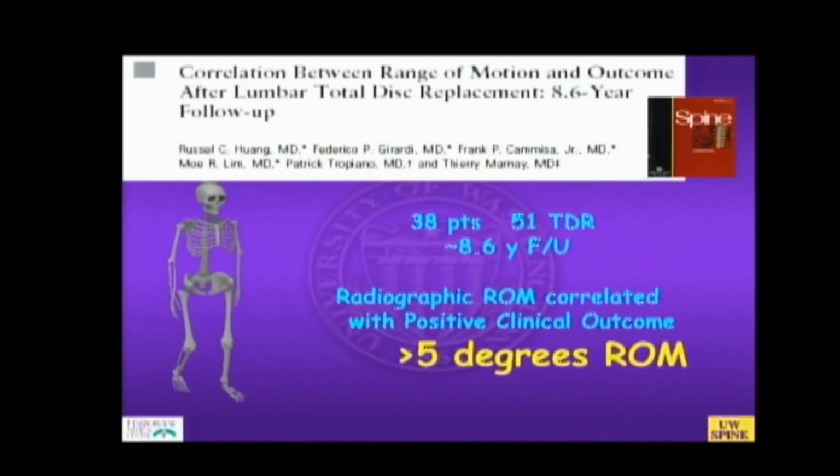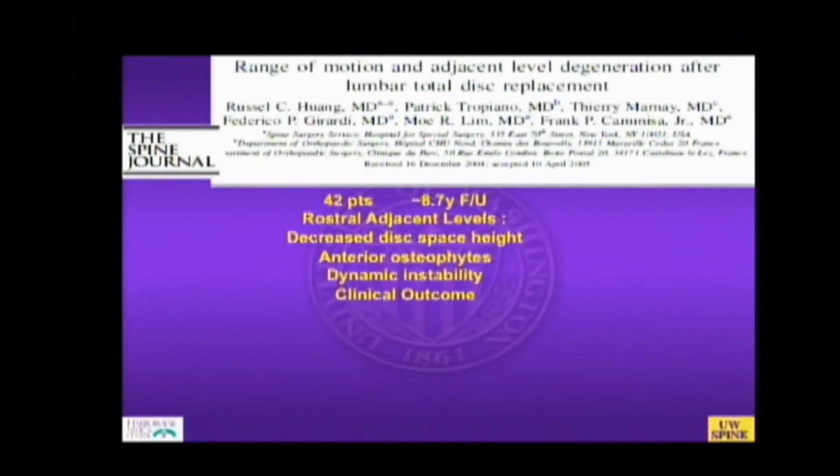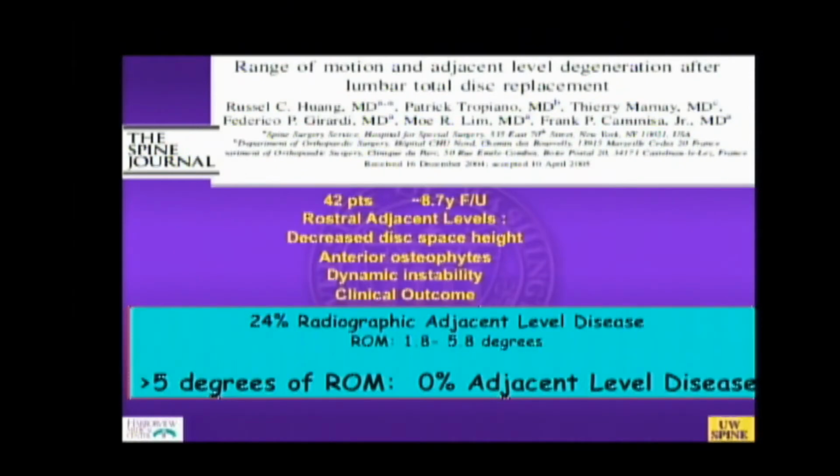One very interesting factor that came out from that same group was that if patients maintained a significant range of motion of more than 5 degrees, patients had a better outcome, and that was in the long run, and they also had a far lower rate of adjacent segment disease. So these mechanical devices, which, as you know, don't have a buffer built into them, actually fared better in the longer run.